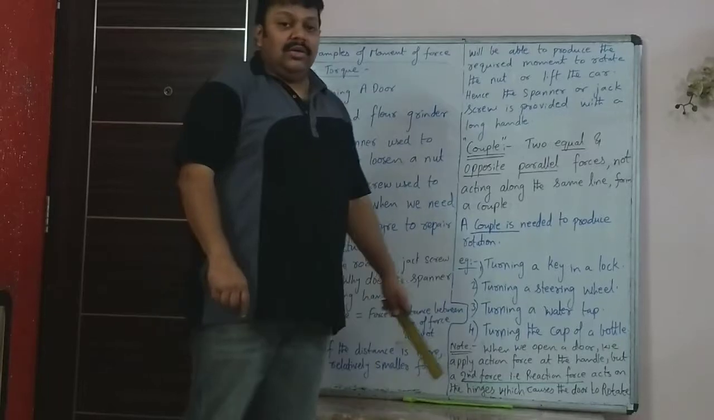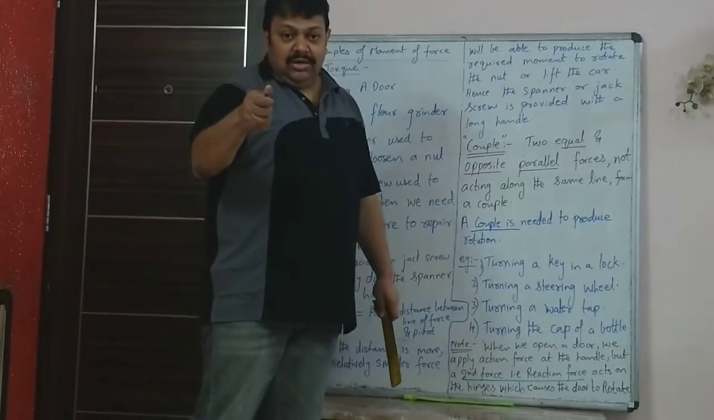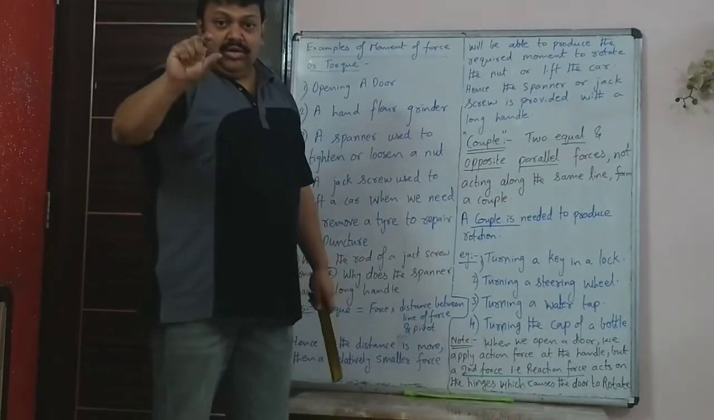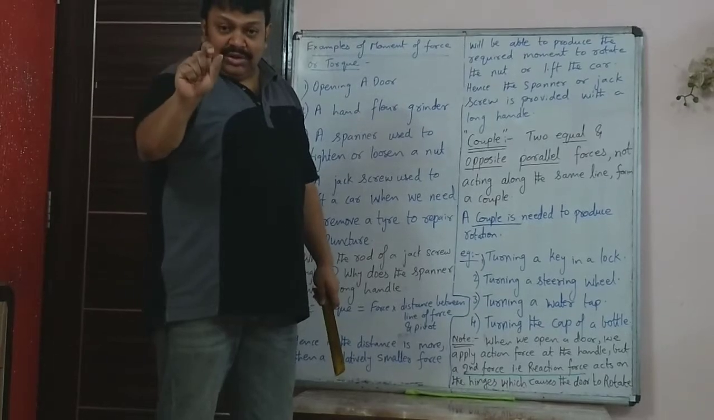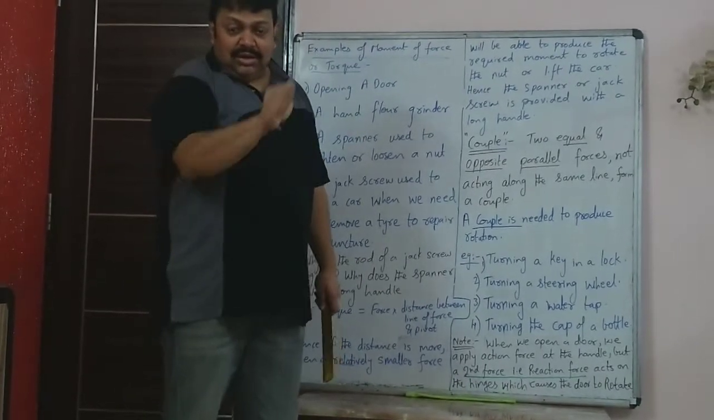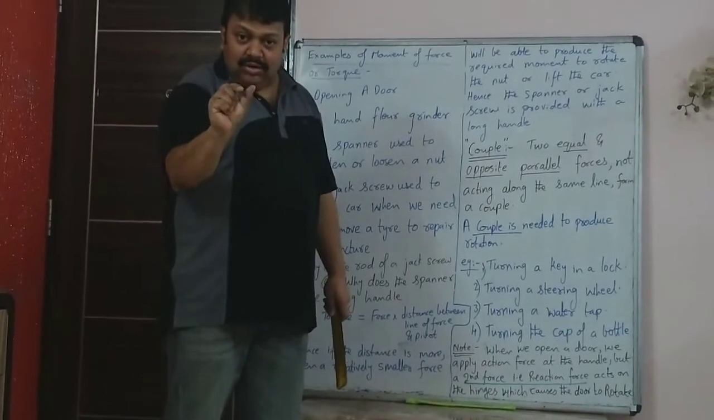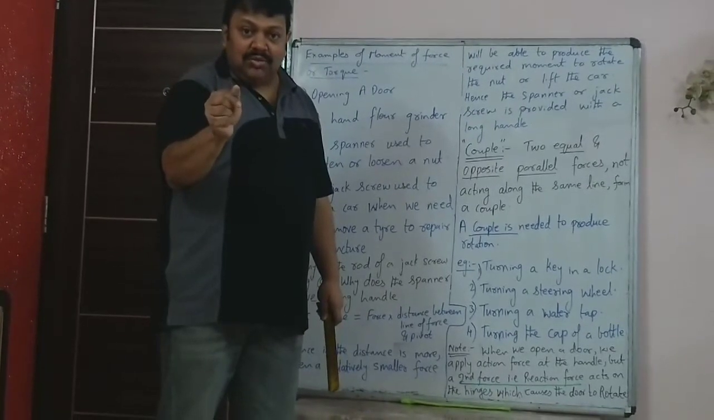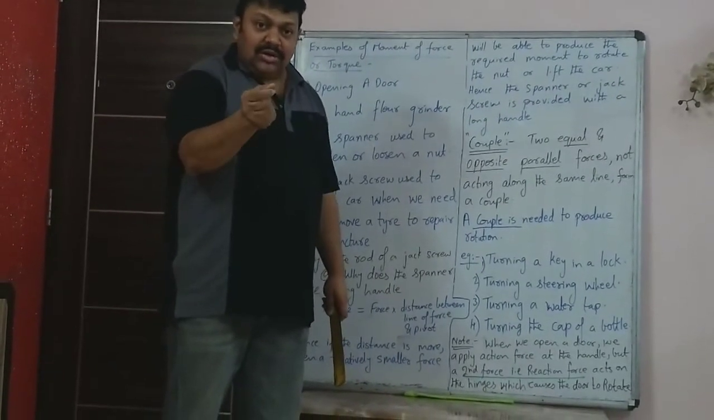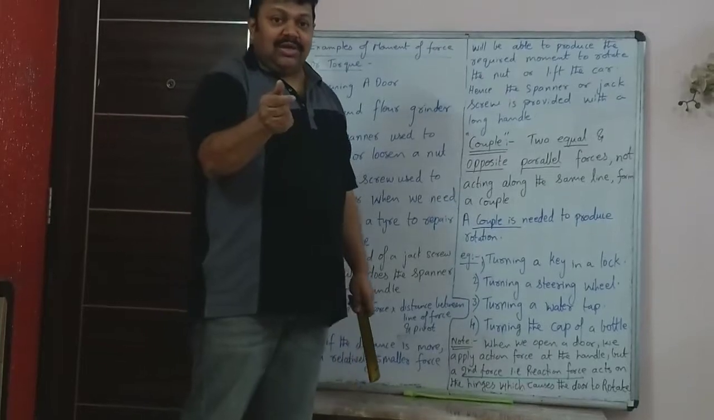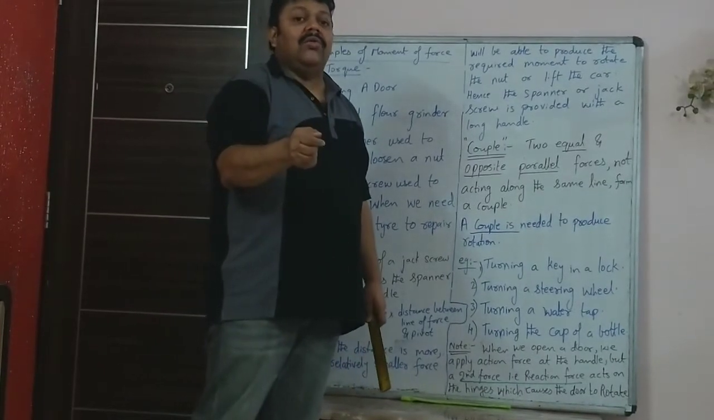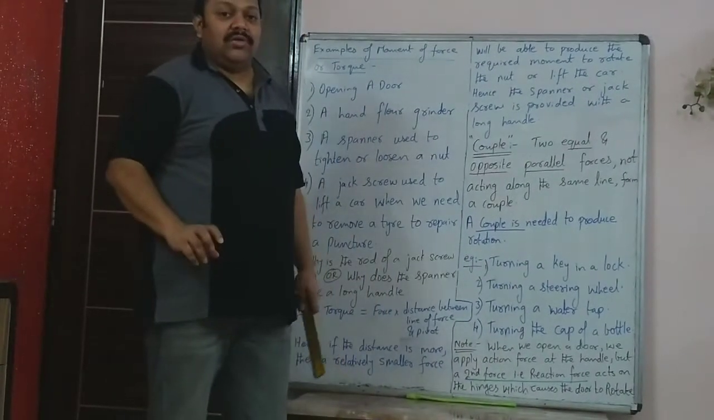For example, you are using a key to open a lock. You can't open it like this with one side. You have to hold it on both the sides. The key is held at both the sides and then you rotate it. So at both the sides of the key, you are applying equal, opposite and parallel forces.